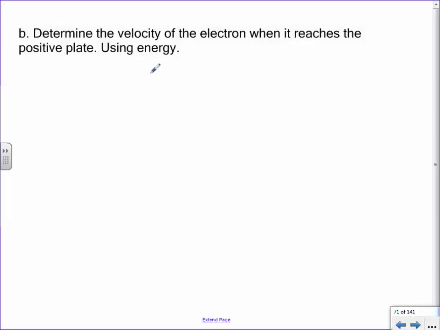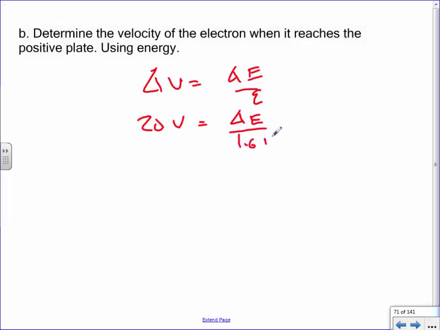Consider this formula here. We could use the fact that voltage is equal to your change in energy over charge. That's a formula on your formula sheet. The voltage was 20 volts. I'm going to look for the change in energy. And the charge, well, it was an electron, right? So an electron has a charge of 1.6 times 10 to the minus 19 coulombs. So I should be able to get myself a change in energy by just multiplying those numbers, right? So I've got a change in energy of 3.2 times 10 to the minus 18 joules.